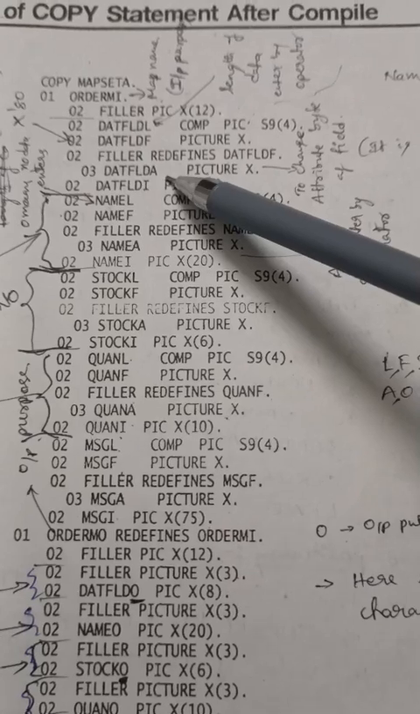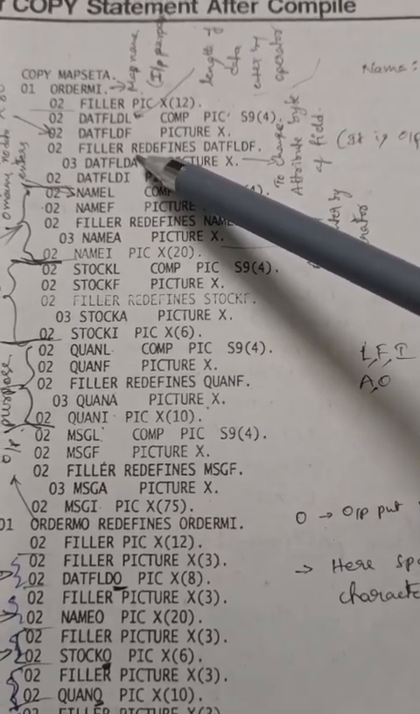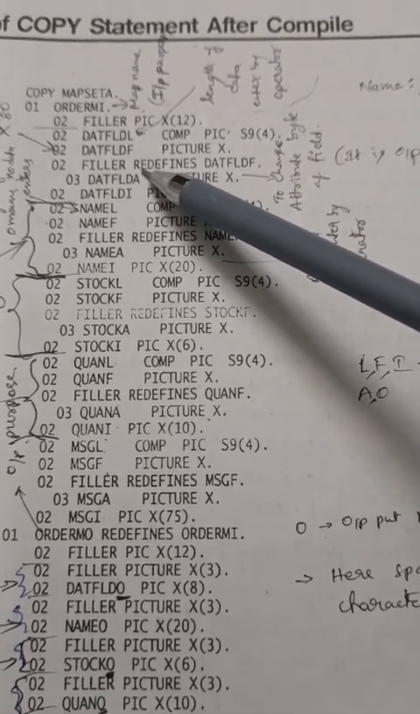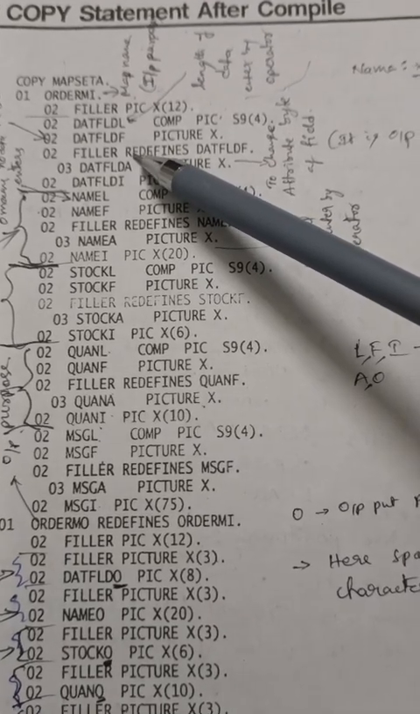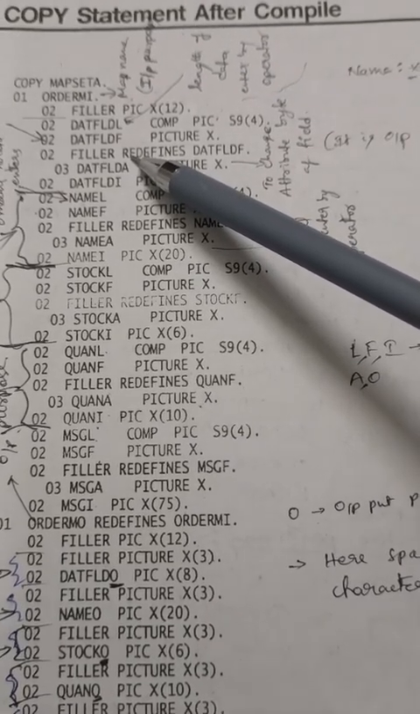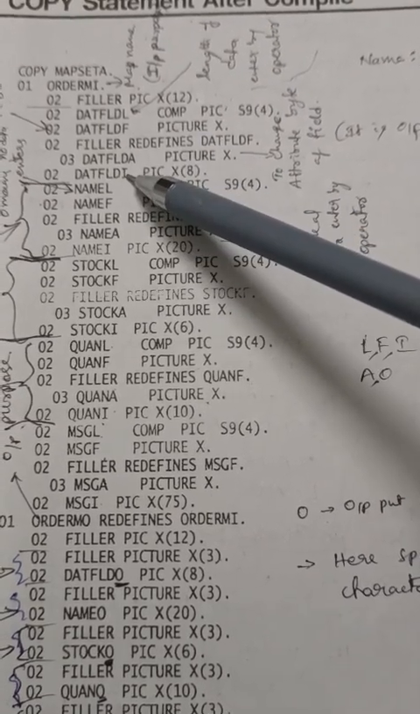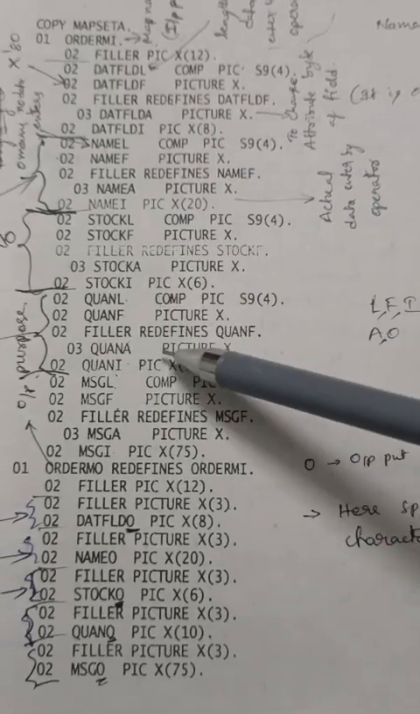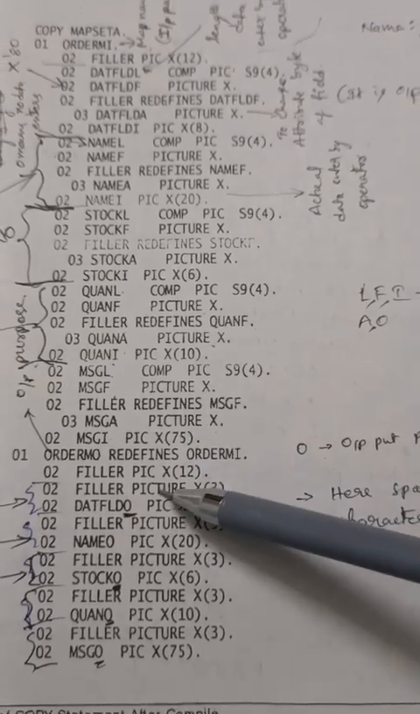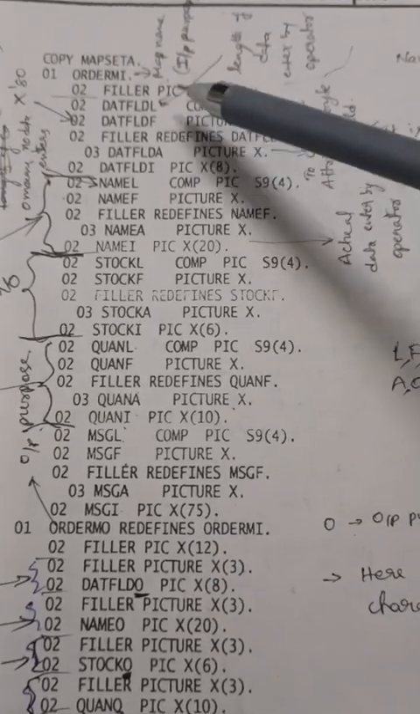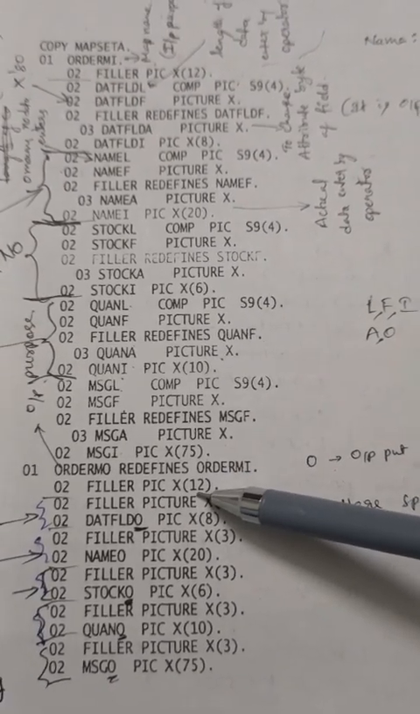Sometimes they will ask in the interview what input fields are generated for each, after the symbolic map has been recompiled, what fields are generated for the input and output fields. Then you can say length, flag, I, LFI are input fields, A and O are output fields. You can see the order MO redefines order I, it is using the same field.